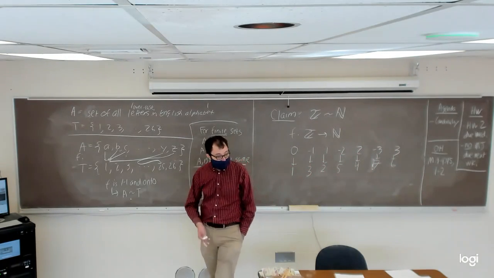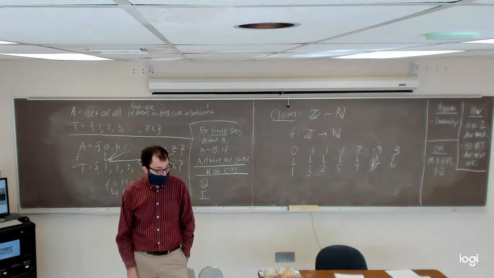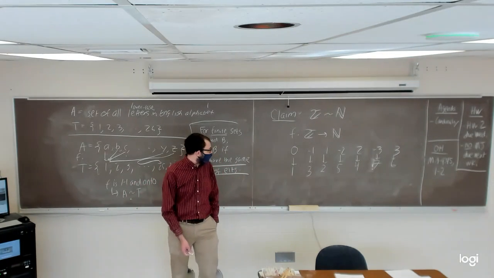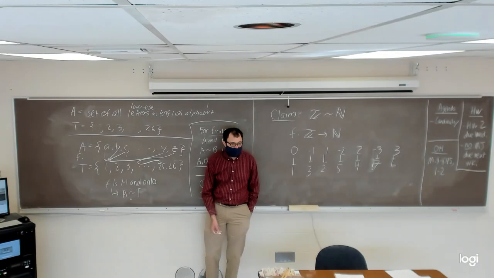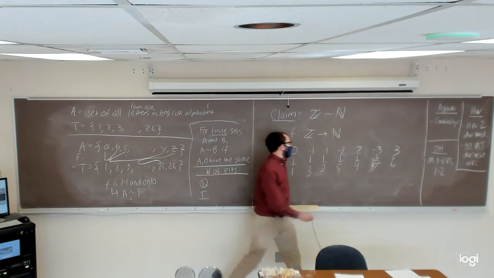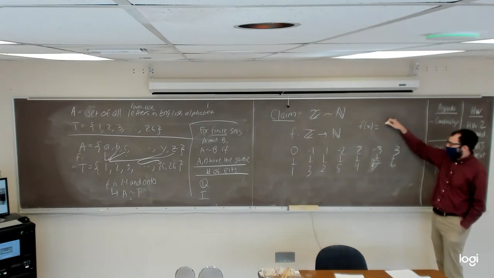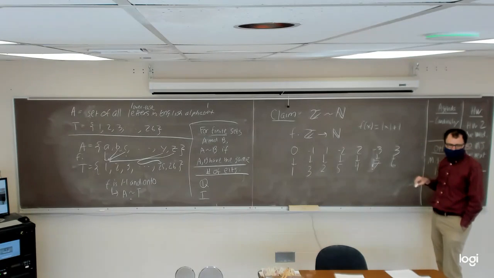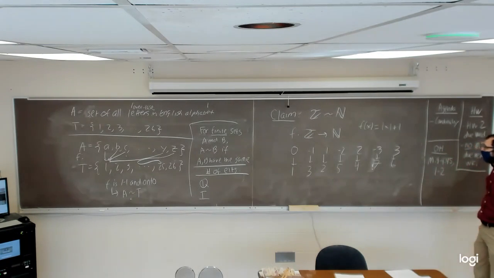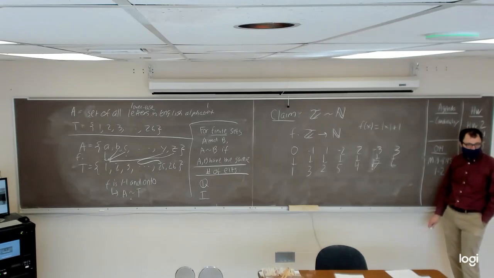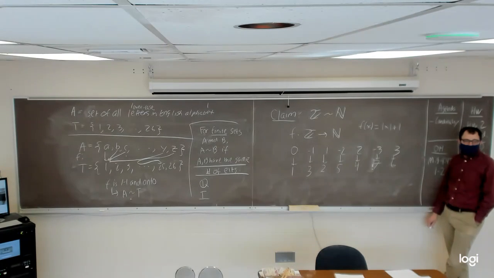I have another question. Say f of x is the absolute value of x plus 1. Like that? Because we can start from 0, and then you'll have 1. And then take 1, you'll have 2. And then negative... I think that's still a problem.